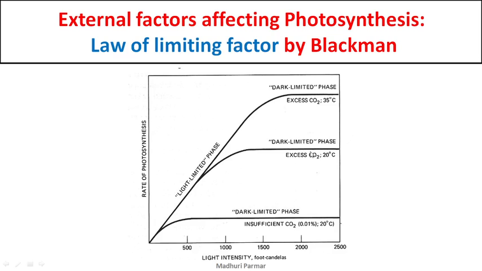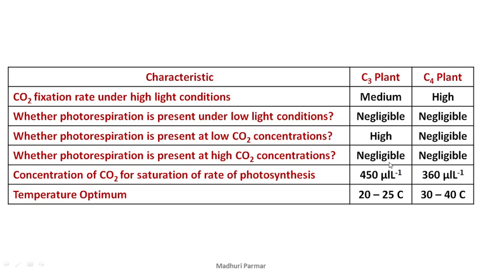The concentration of carbon dioxide for saturation of the rate of photosynthesis. Okay, remember here this excess carbon dioxide, which was saturating the rate of photosynthesis. That carbon dioxide level is 450 microliter per liter in case of C3 plants, while it is 360 microliter per liter in C4 plants. So just from the numbers, you can come to know that saturation can be achieved by a smaller amount of carbon dioxide in case of C4 plants, but it requires more carbon dioxide in case of C3 plants to reach saturation.